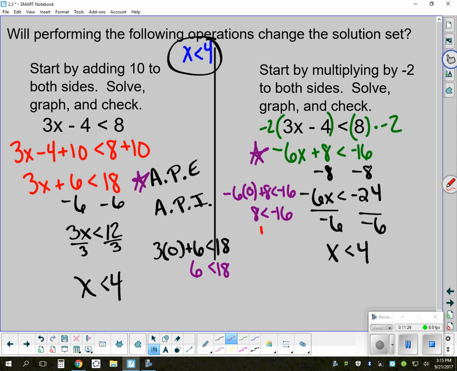Uh-oh. That is not true. 8 is not less than negative 16. Absolutely not. So what that's telling us is we've got something wrong here. When we chose to start by multiplying by negative 2, it changed our problem. Here is why.